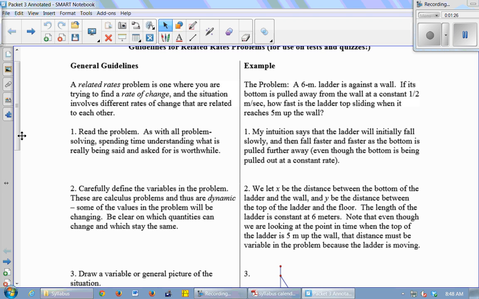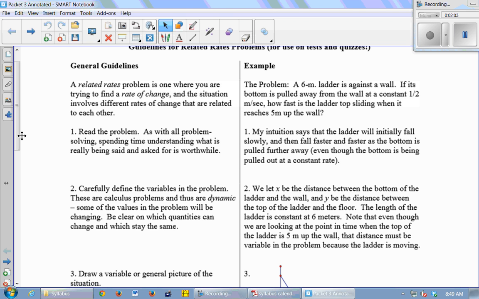All right, so in general, a related rates problem is one where you're trying to find a rate of change. And the situation involves different rates of change that are related to each other. So for example, we have a 6-meter ladder leaning up against a wall. If somebody stands at the bottom and pulls it away at a constant rate of a half meter per second, we want to know how fast the top of the ladder is sliding down the wall when it reaches the 5 meters up the wall mark.